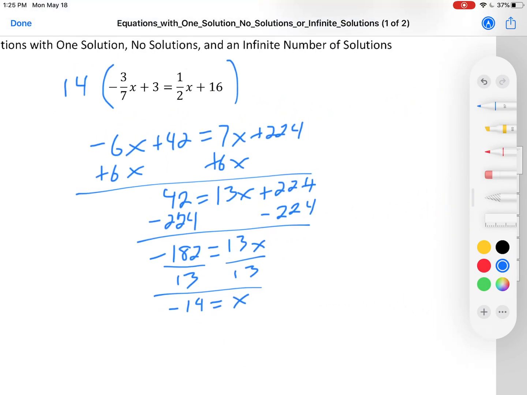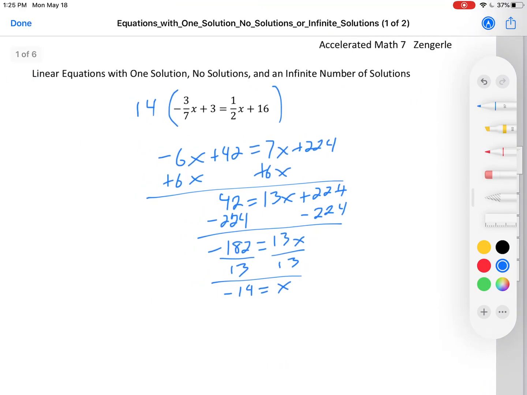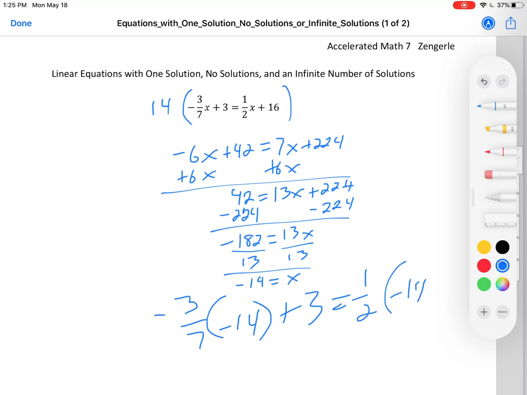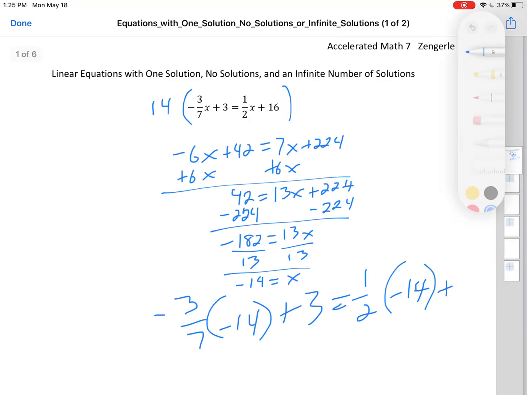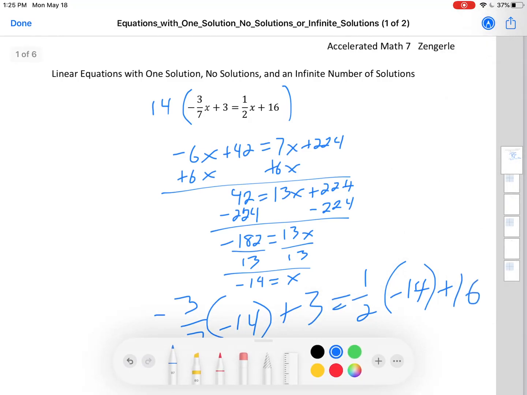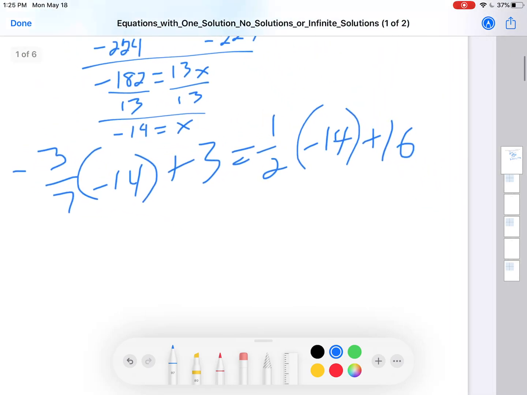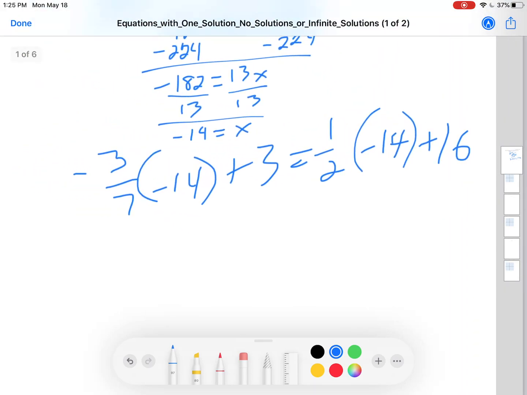Okay, I have to check it. Now remember, I can't check it in my changed equation. I have to check it in the original equation. So I have to go all the way back to the beginning. And I'll write down negative 3/7 times negative 14 plus 3 equals 1/2 times negative 14 plus 16. Okay, solve it. Let's see if this works out to be the same thing.